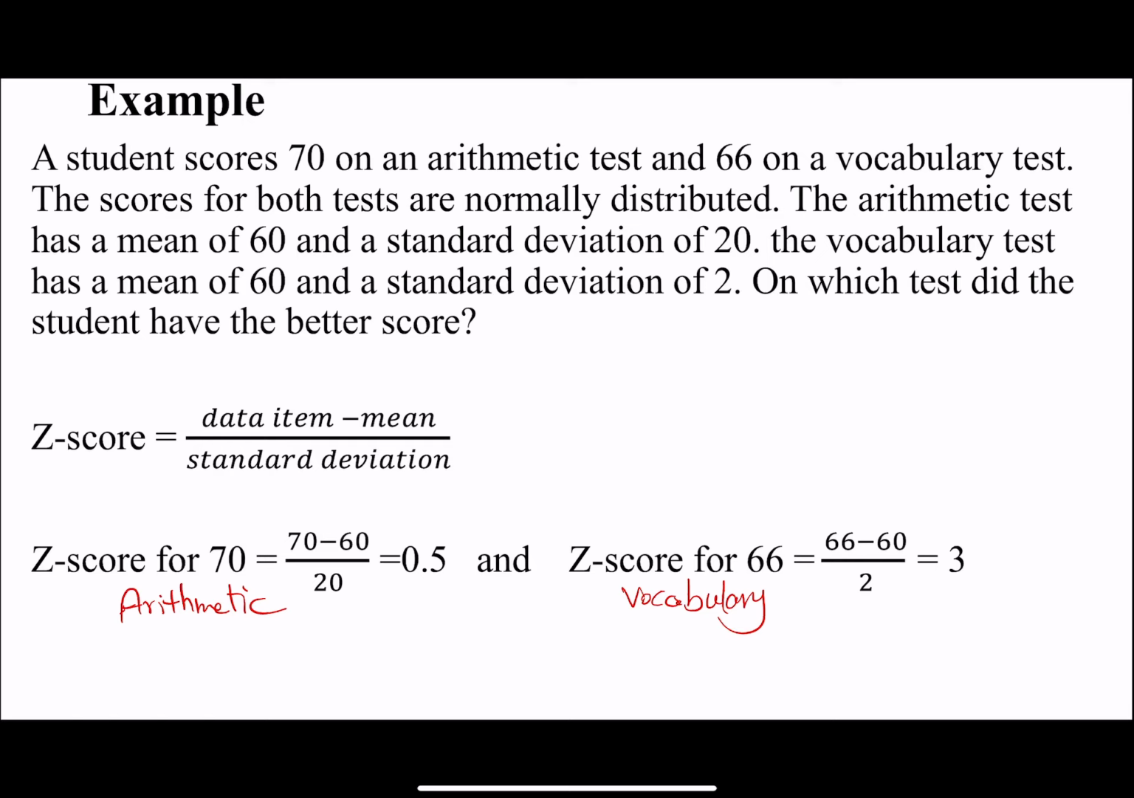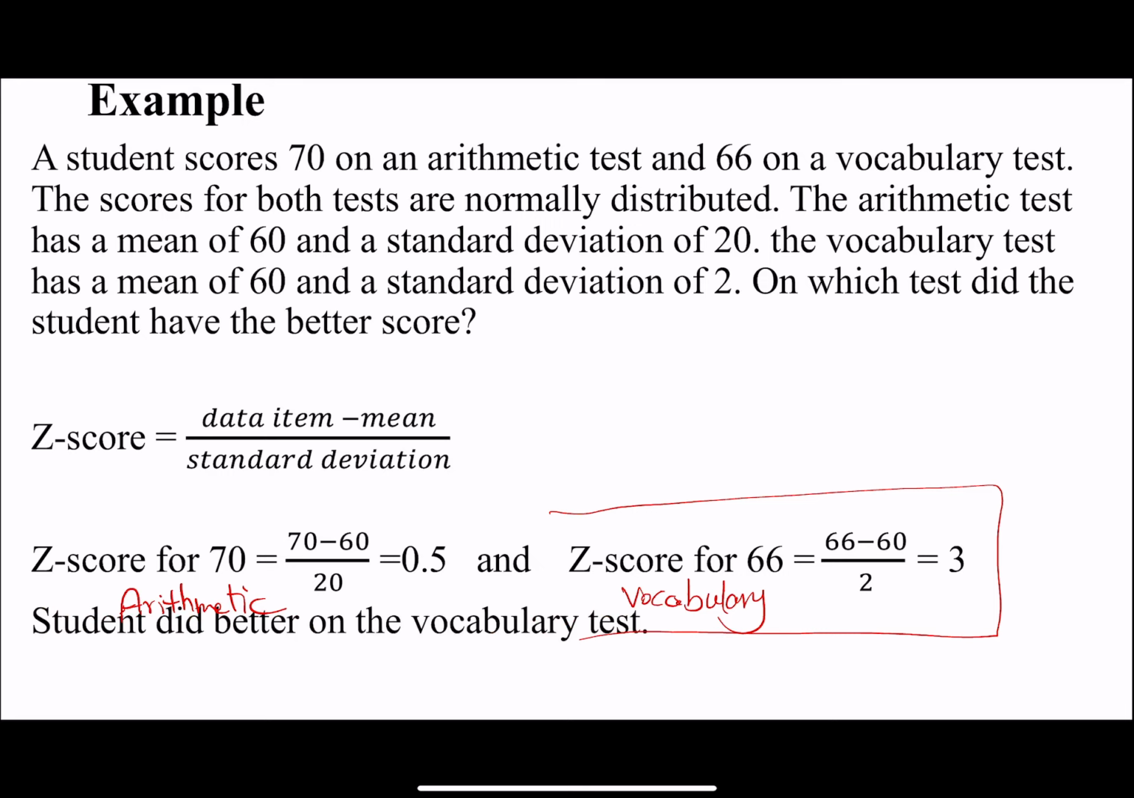So in comparison with the mean value of the class, the student did better. In comparison with the class, the vocabulary has a higher z-score, so the student did better on that test in comparison with the whole class, okay?